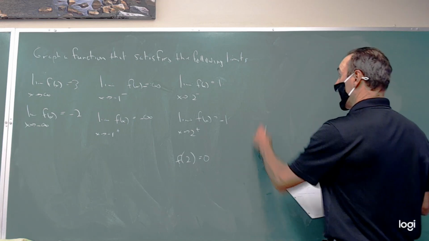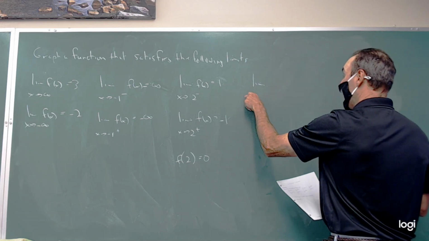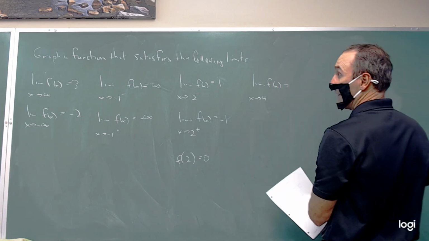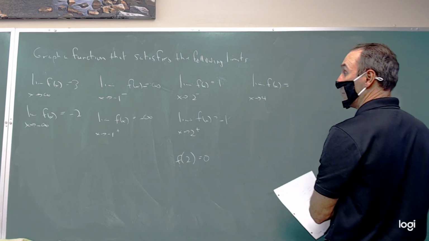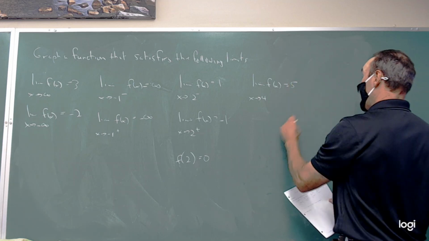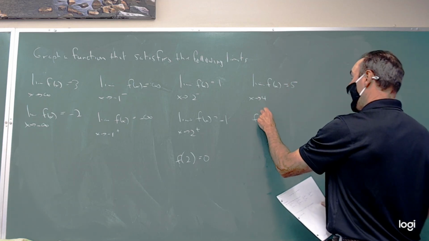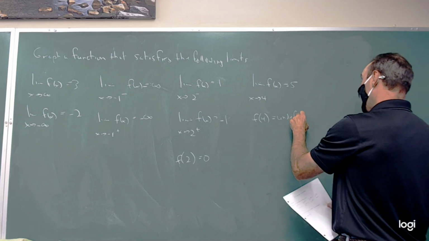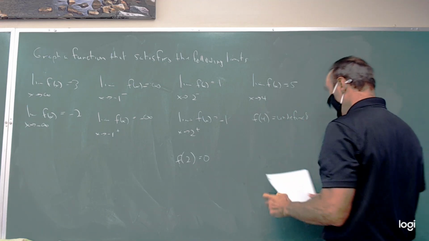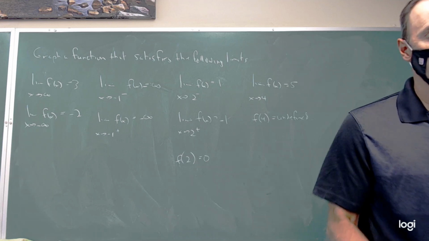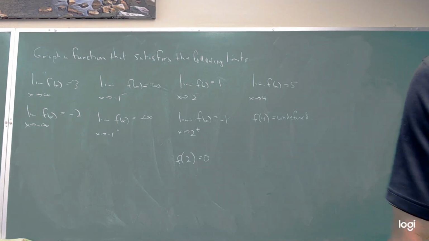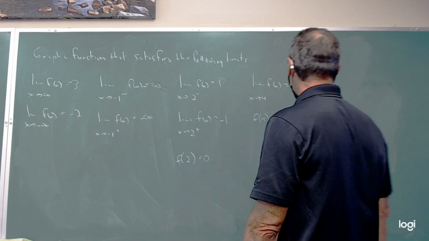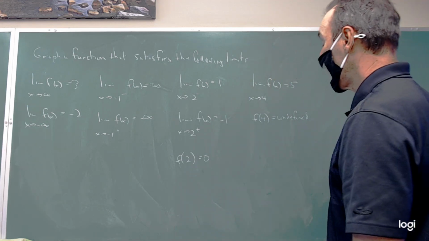And let's say the limit as x approaches 4 of f of x is equal to 5, and f of 4 is undefined. So with these minor restrictions, you can come up with a graph. I'm going to give myself room to make the graph.